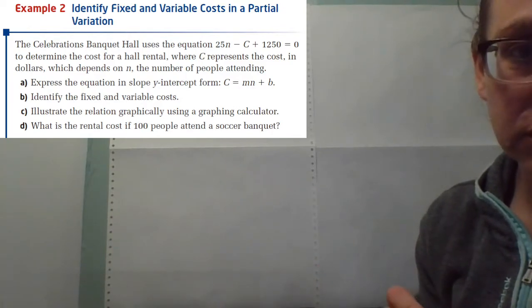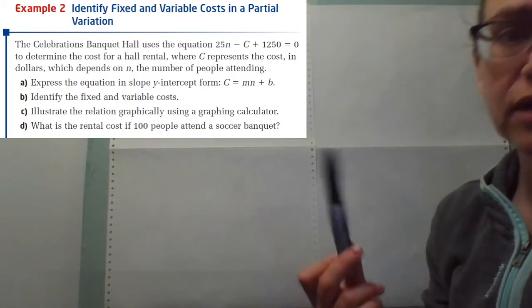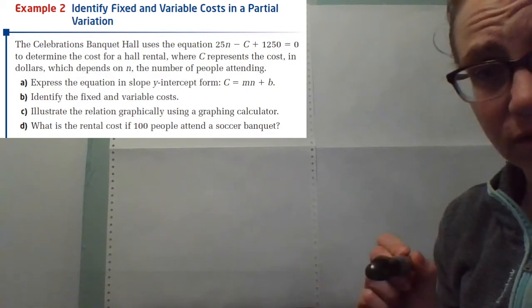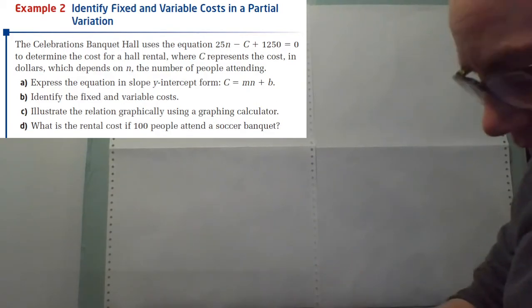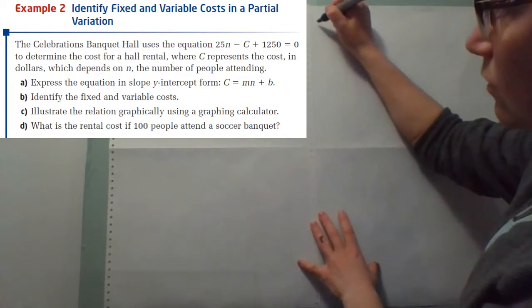Okay. Express the equation in slope y-intercept form, identify the fixed and variable costs, illustrate it graphically. What is the rental cost if 100 people attend a soccer banquet? So we got a lot going on here. So let's write down the equation that they gave me and start removing all that extra bit and just figure out what we want to do.